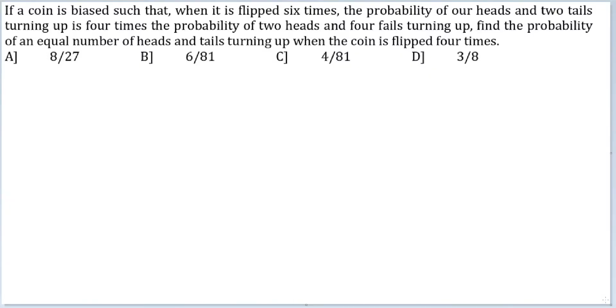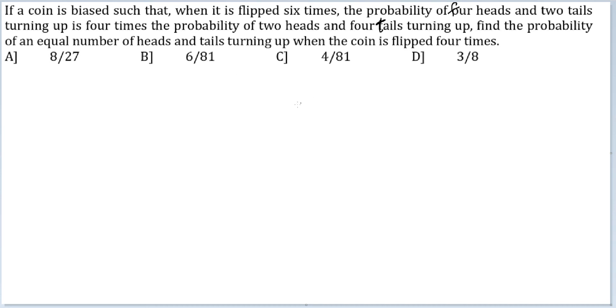Let's look at this question. If a coin is biased such that when it is flipped 6 times, the probability of 4 heads and 2 tails turning up is 4 times the probability of 2 heads and 4 tails coming up, find the probability of an equal number of heads and tails turning up when the coin is flipped 4 times.